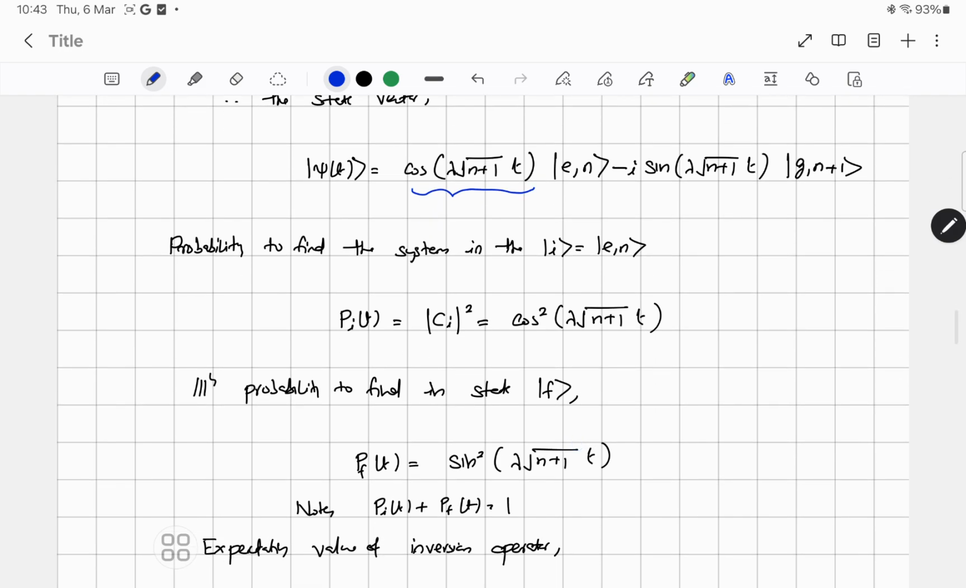Similarly, the probability to find the system in the state f, which is nothing but the state Gn plus 1, is denoted by Pf, and it is equal to sine square of lambda root n plus 1 t. Now we can note that the system would be either in the state i or in the state f. Therefore, the sum of these two probabilities must be 1, and you can verify it: Pi of t plus Pf of t is equal to 1.